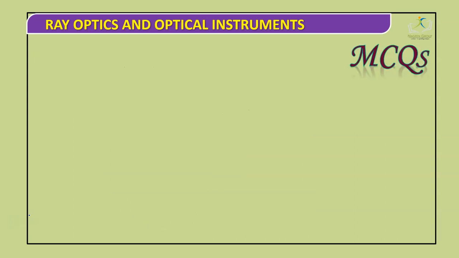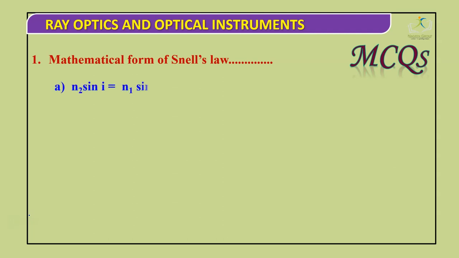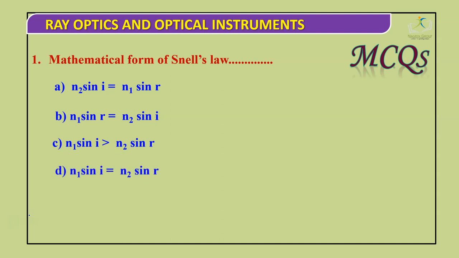Now we just move on to some MCQ questions so that more clarity will come. Mathematical form of Snell's law is: n2 sine i is equal to n1 sine r; n1 sine r is equal to n2 sine i; n1 sine i is greater than n2 sine r; or n1 sine i is equal to n2 sine r. This is the correct answer for this question.